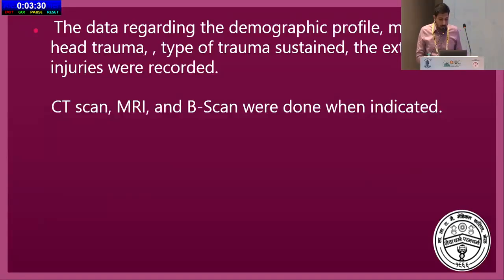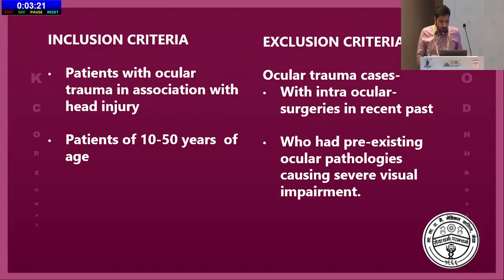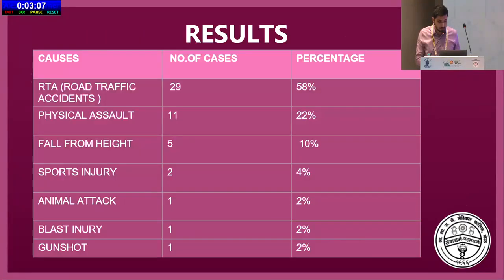The data regarding the demographic profile, mode of head trauma, the type of trauma sustained, and the extent of injuries were recorded. CT scan, MRI, and B scan were also done when indicated. Patients included were those with ocular trauma in association with head injury, and most were 10 to 50 years of age. Patients not included were those with ocular trauma with intraocular surgeries in the recent past or who had pre-existing ocular pathologies causing severe visual impairment.